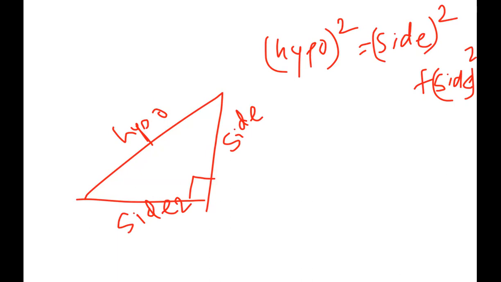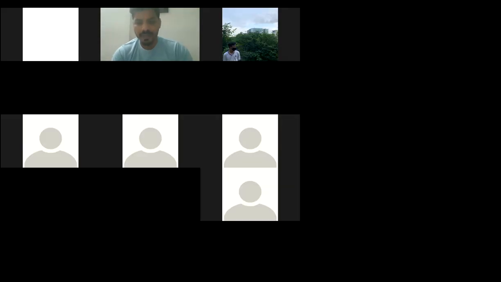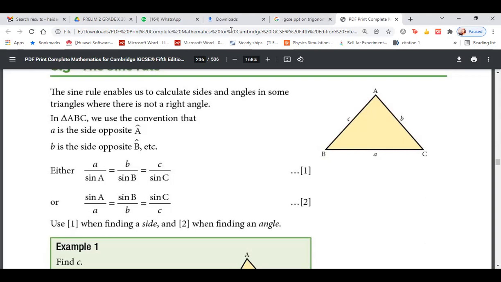Yes, sir. So that is how things work for the Pythagoras theorem. Moving on to the next one, which is very, very important, and that is sine rule and cosine rule. Sir, it is very confusing when to use sine rule and when to use cosine rule.